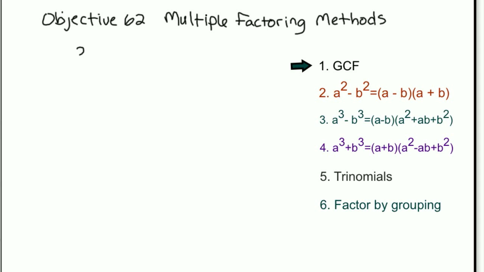Objective 62 is multiple factoring methods. So we'll be given a problem like this, and what we'll be doing is using this list of factoring methods to completely factor this problem.